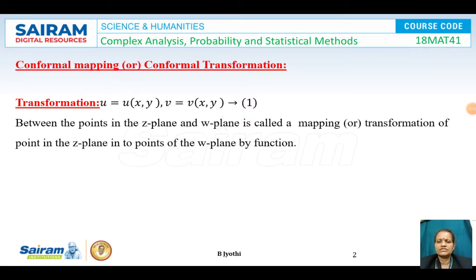So, conformal transformation or conformal mapping. What is a transformation? The point u is equal to u of x, y and v is equal to v of x, y. Let's call this equation number 1. Between the points in the z plane and w plane is called a mapping, or the transformation of the points in the z plane into the points of the w plane by the function.